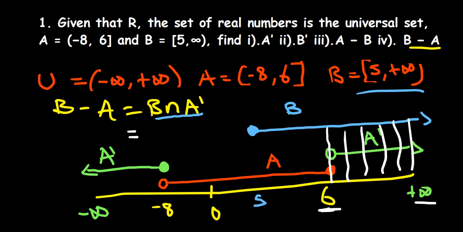Now you ask yourself, is this 6 included in that set? Okay, no. Why? Because in the A complement we have an open circle there. But in this B it's included because we have a solid line passing through this 6. Since this 6 is not included in both the A complement and the set B, we're going to write a curved bracket like that, and then we put 6 comma positive infinity, and we know that infinity, whether negative or positive, we always have to add a curved bracket like that. Okay, so this here is our answer for B minus A.